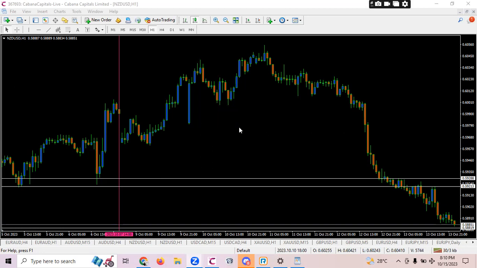We're going to start by looking at the major currency pairs, seven major currency pairs. Okay, so we'll start with GBP USD.